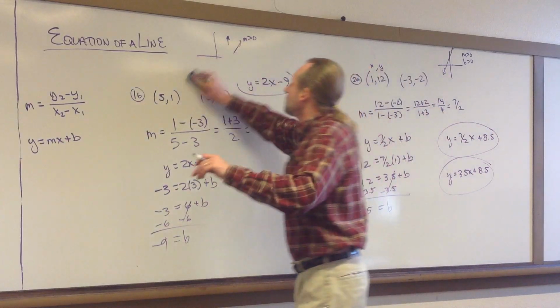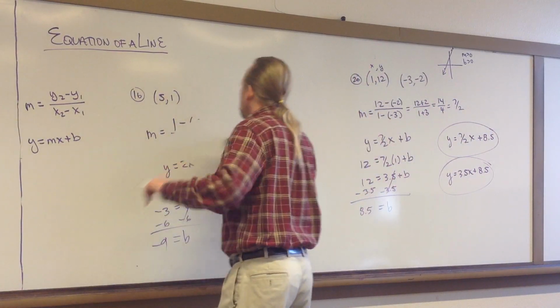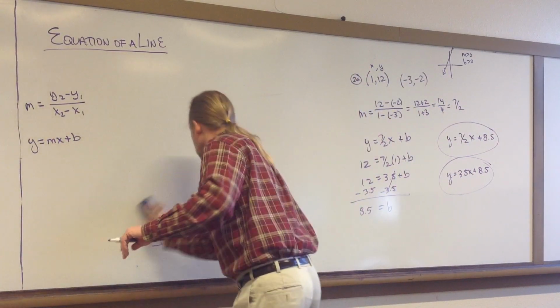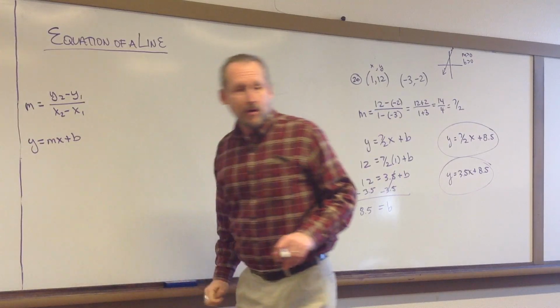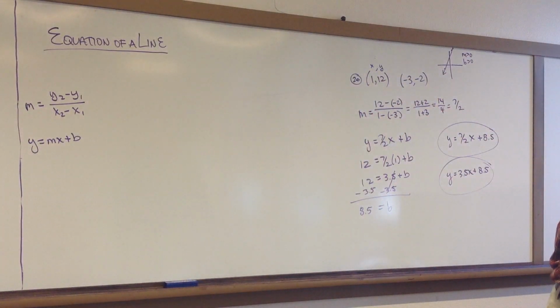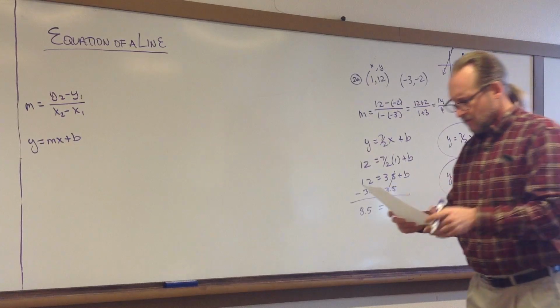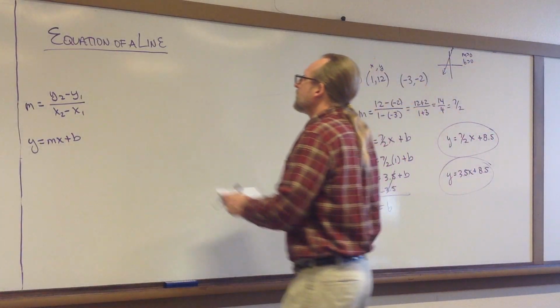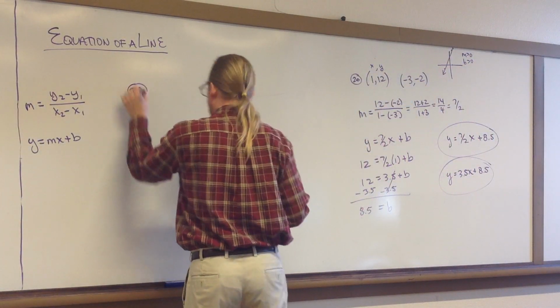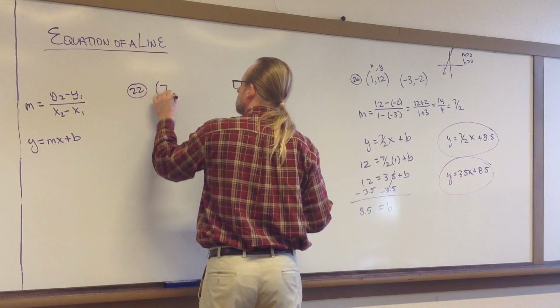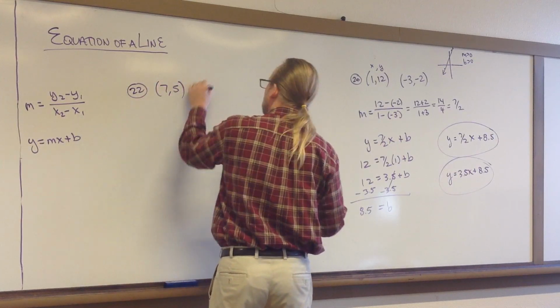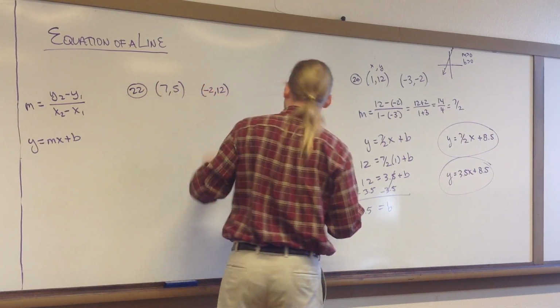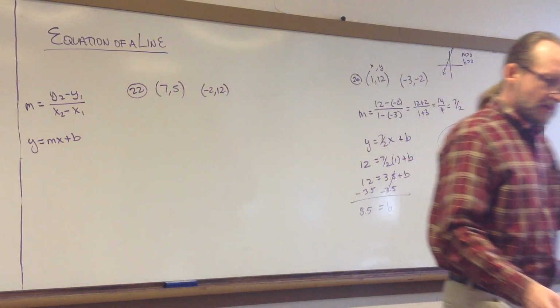All right. Let's just look at one more, since this is a follow-up assignment for something that we've already talked about. And then the next video we'll move on and look at something new. Problem 22. We've got the 5, 7 and negative 2, 12.